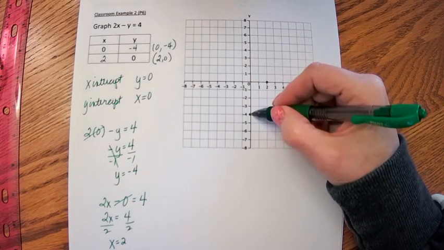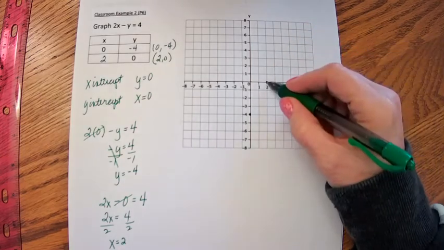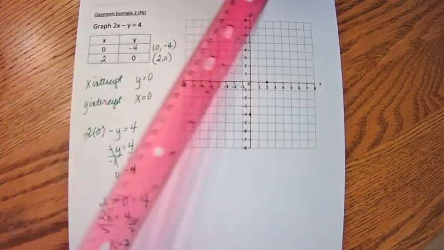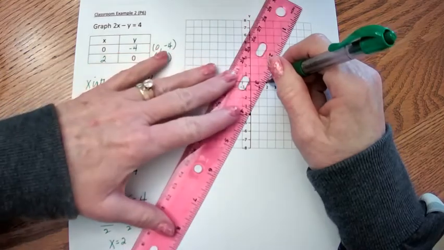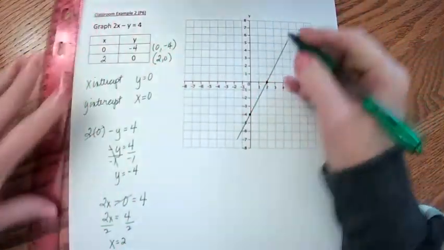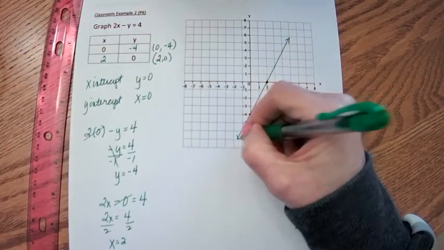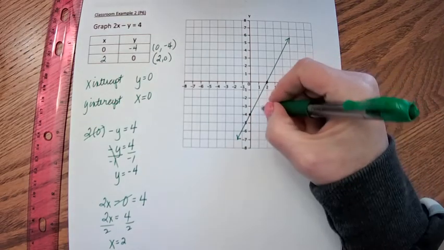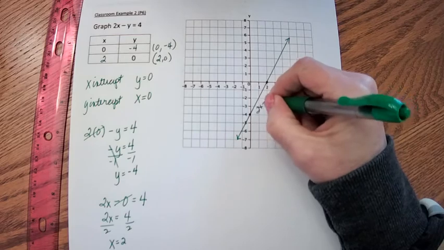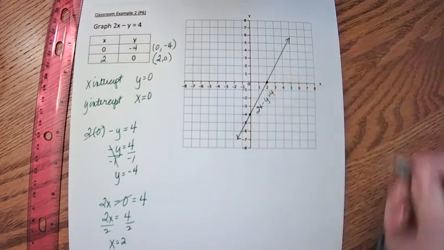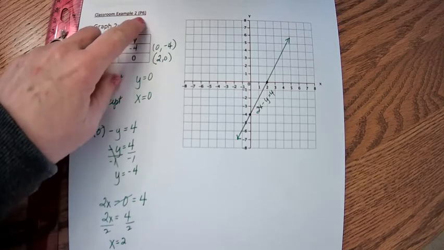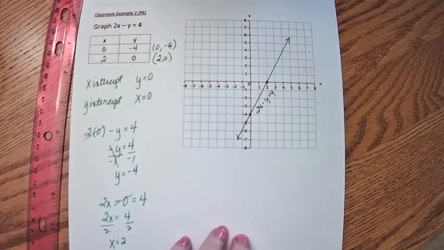Notice the y-intercept is on the y-axis. Notice the x-intercept is on the x-axis. And so if we use our ruler, graphing the line between the two intercepts, that is the line 2x minus y equals 4. All right, you're going to try practice 6.